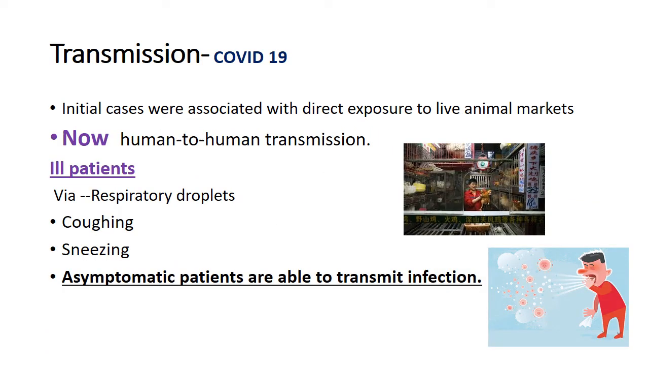Well, how is COVID-19 transmitted? Initially, the virus was transmitted via direct exposure to live animals. Now we know it's transmitted directly between man to man, or human to human. How is it transmitted? Via respiratory droplet, coughing, sneezing, and in fact, talking. And what's very, very important is that asymptomatic patients are able to transmit the virus.